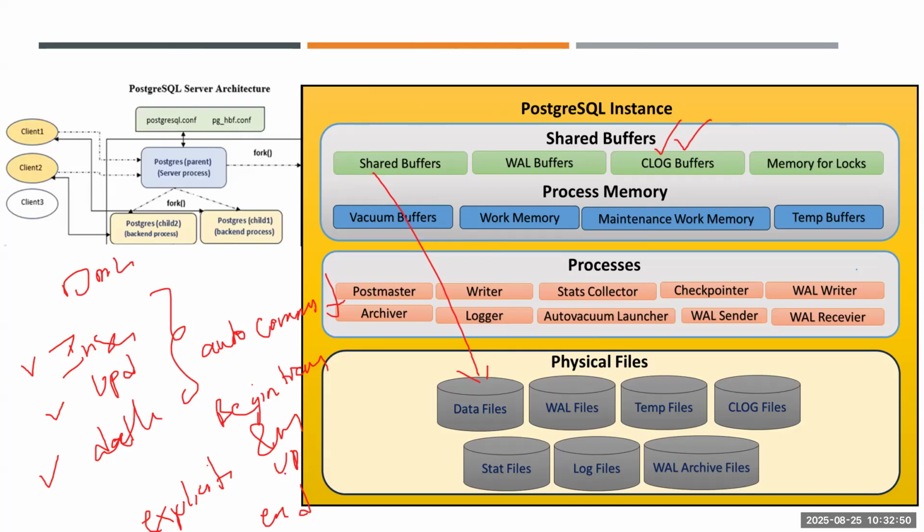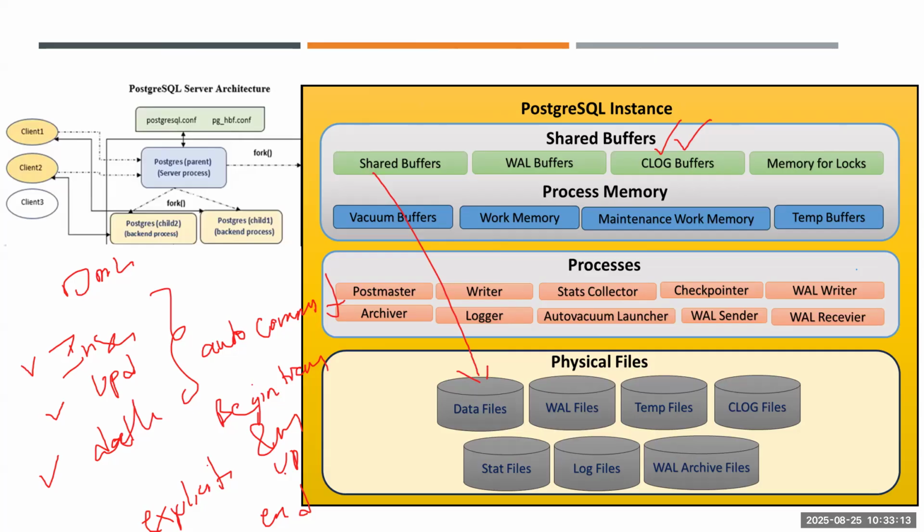The number of transactions that have been committed, the number of transactions that have been rolled back. If you want to get that sort of information, we will go and read the CLOG buffer. I hope you are getting my point, everyone.